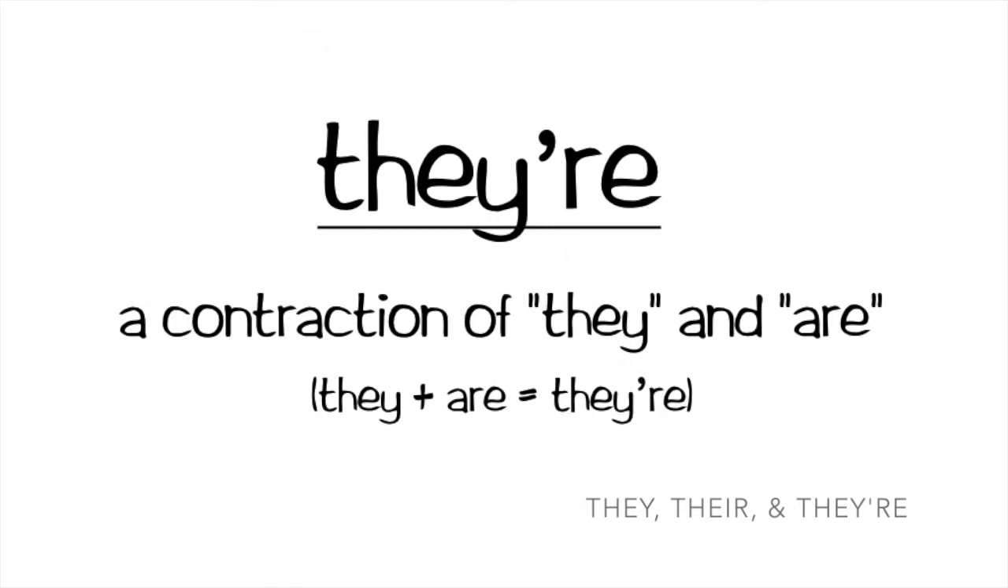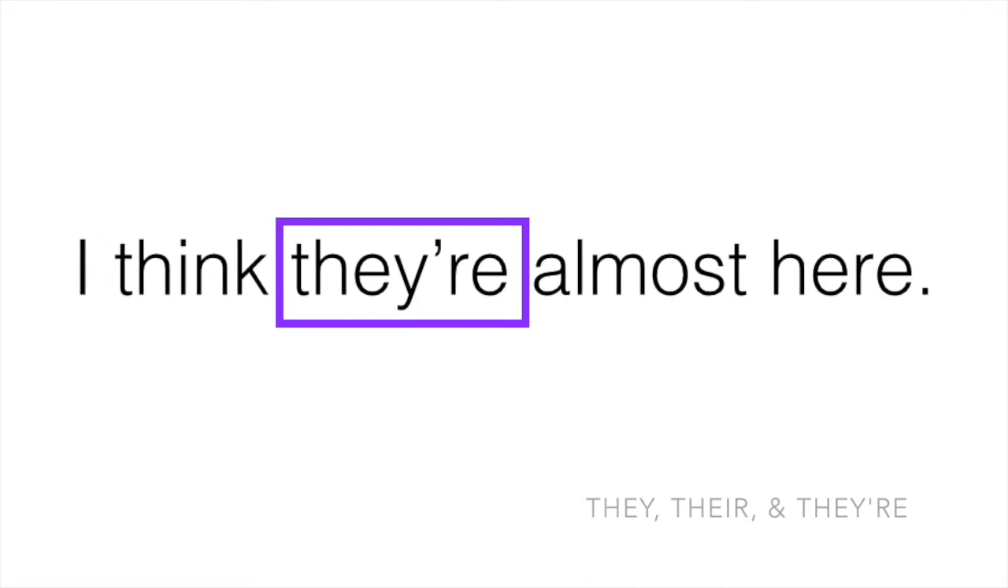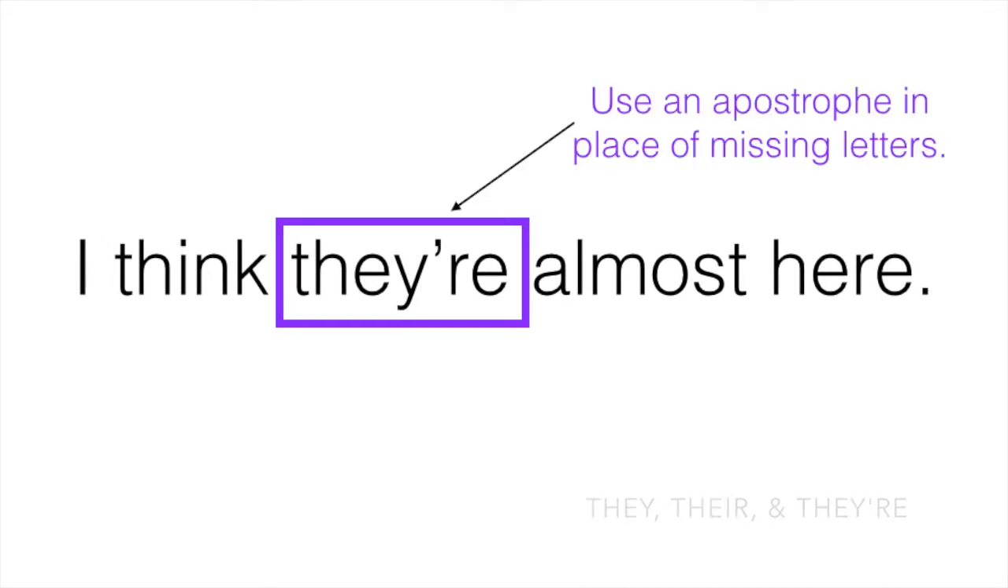Lastly is they're, which is a contraction of they and are. This sounds the same as the possessive form of their, but it is used very differently. In this example, I think they are almost here. We can create the contraction they're from they are and have a less wordy sentence. I think they're almost here. Remember to use an apostrophe in place of missing letters when forming a contraction.